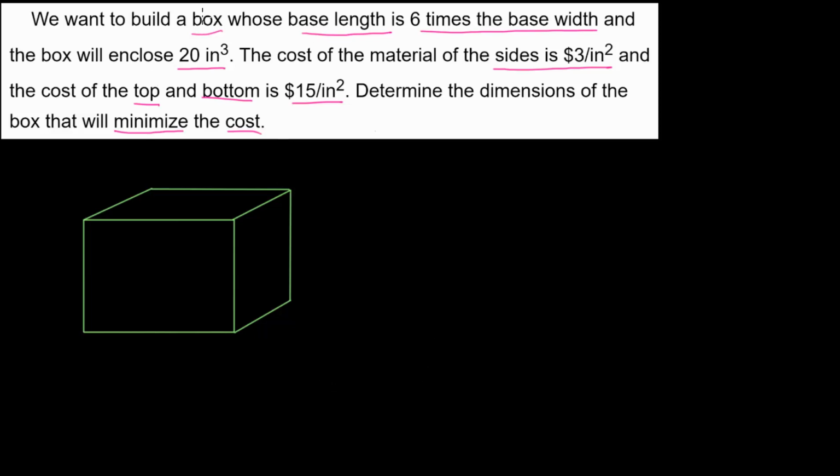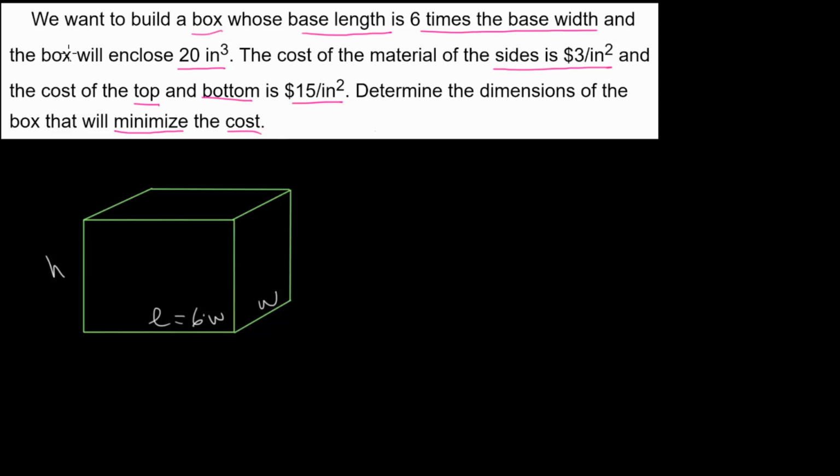And we're told with this box that the base length is 6 times the base width. So if we say this is the length, let me use a different color, and this is the width, then the length is 6 times the width. And they don't mention it, but we do have the height of the box. We can just call that h.